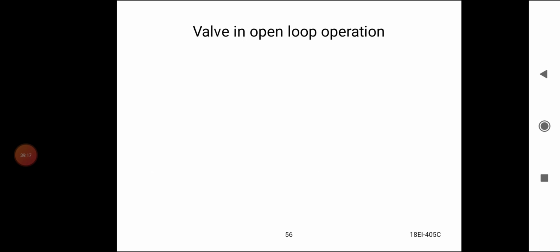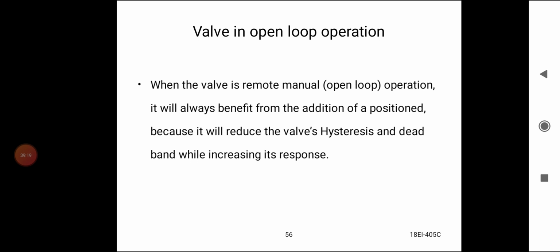Valve in open loop operation. When the valve is in remote manual open loop operation, it will always benefit from the addition of a positioner, because it will reduce the valve's hysteresis and deadband while increasing its response.